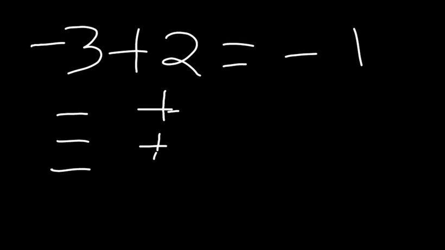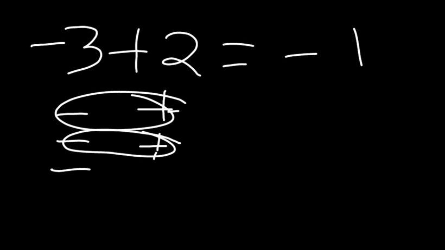Okay, when you have one negative number plus a positive number, that's like having three negatives and two positives. One negative plus one positive is 0. Another negative plus the second positive is 0. So this one is a 0 pair, this one is a 0 pair. What's left over? Negative 1.